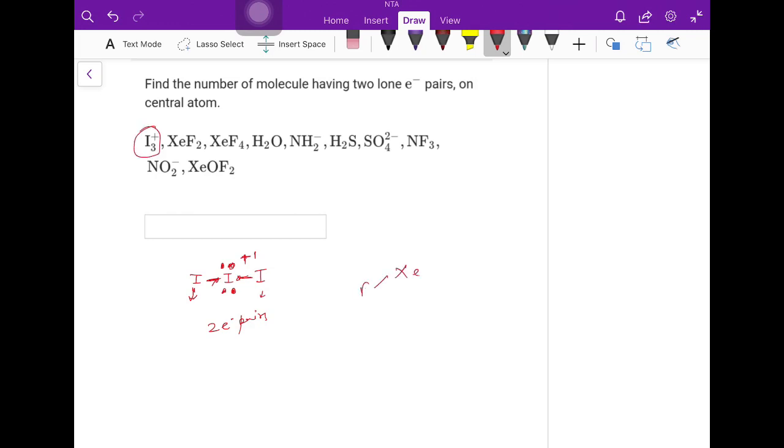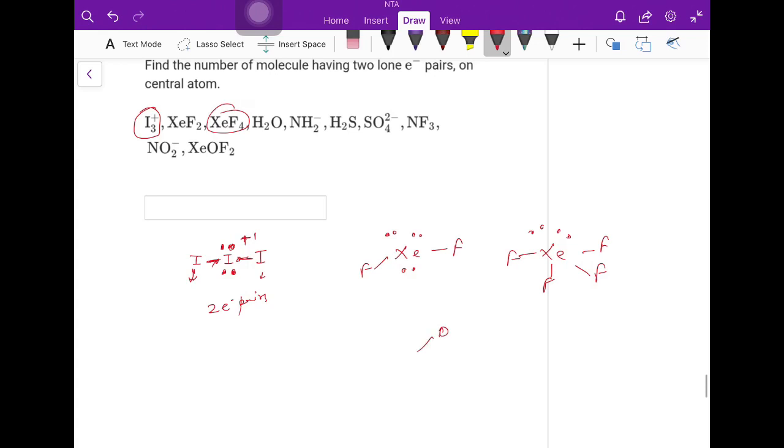XeF2, how many lone pairs do we need? 3 to make the formal charge 0. So this is not the answer. In XeF4 we have 4 fluorine already attached. How many electrons are left? 4 electrons for xenon. So this is correct. In H2O we already know this structure, very much familiar with it. So H2O is a correct option, and H2S minus is isostructural with H2O, so this will also be the correct answer. H2S is same as H2O, so this will also be the answer.